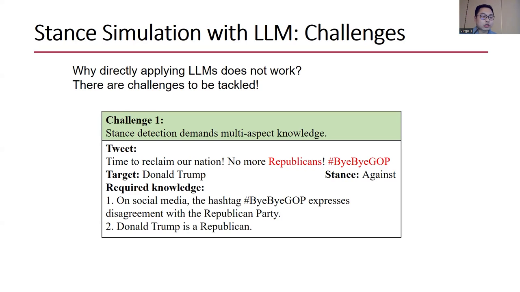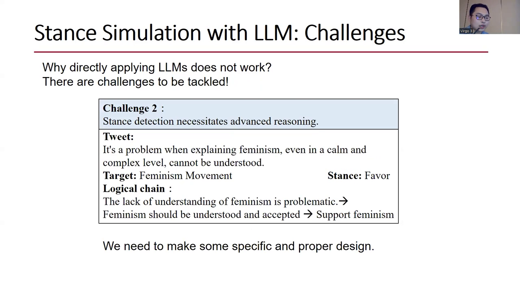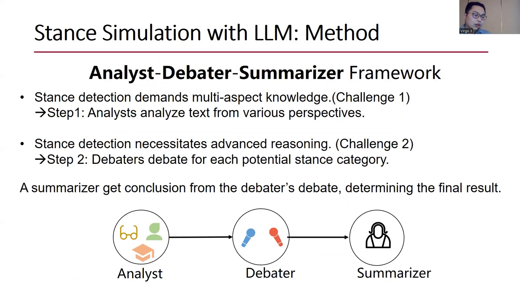First, the stance detection or simulation demands multi-aspect knowledge. For example, this example of the Donald Trump case shows the first challenge. And the second challenge is that the stance detection and simulation requires very advanced reasoning. The reasoning procedure is very complex. If you directly judge or simulate the stance, it is not accurate. So we need to do some more specific and proper design for LLM agents to better detect, predict and simulate the stance.